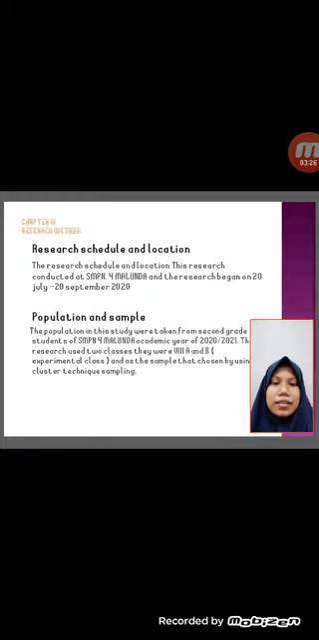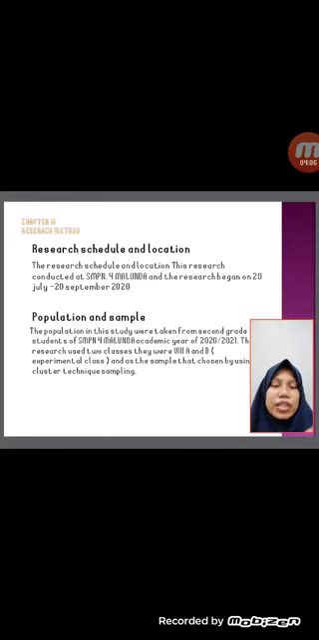And next, in chapter 3, research method. The first is the research schedule and location. The research was conducted in a junior high school in Malunda, and the researcher began on 20 July until 20 September in 2020.